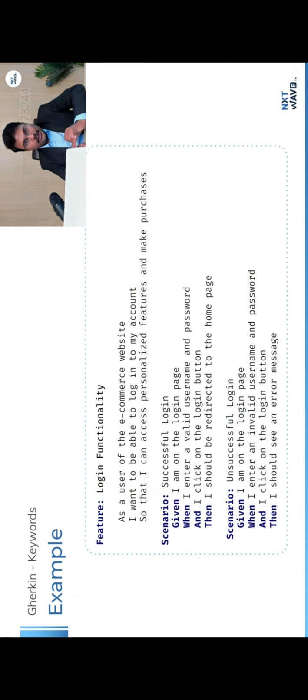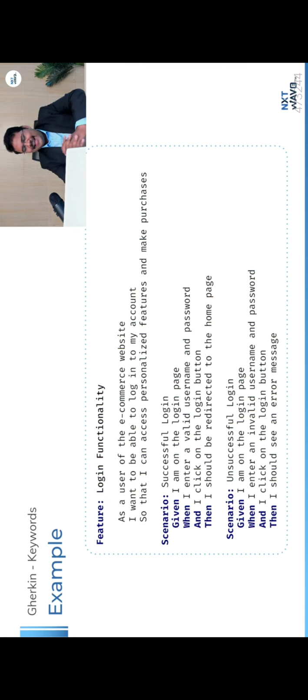So given that I am already on the login page, when I enter a valid username and a password and I click on the login button, then we are basically setting the scenario. We are executing two actions. The first action is to enter a valid username and password. The second action, combined using and, is clicking on the login button. When these two actions are performed, then I should be redirected to the home page.